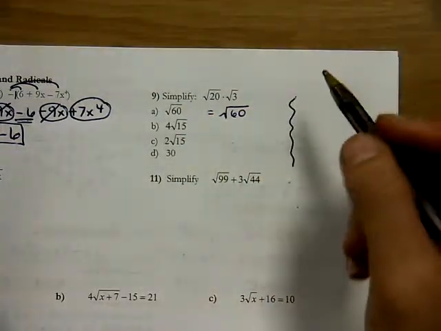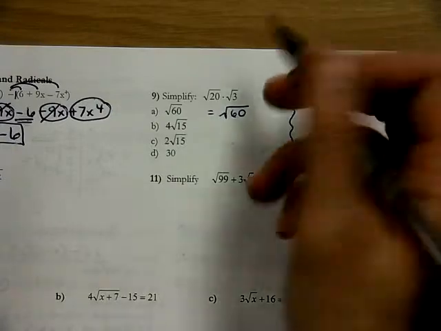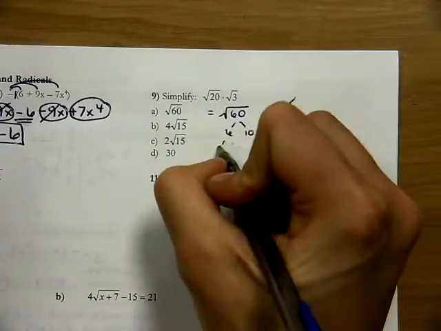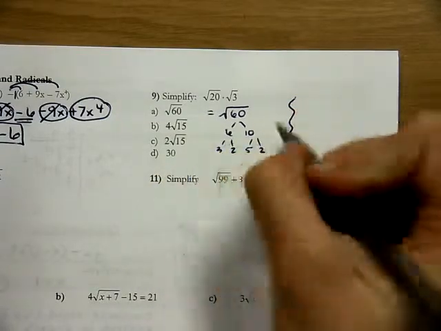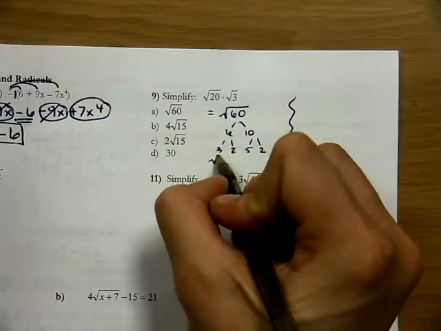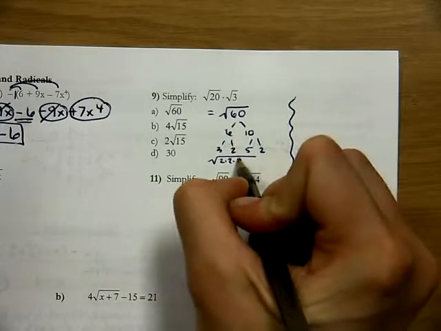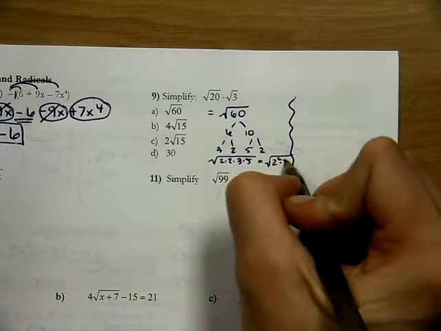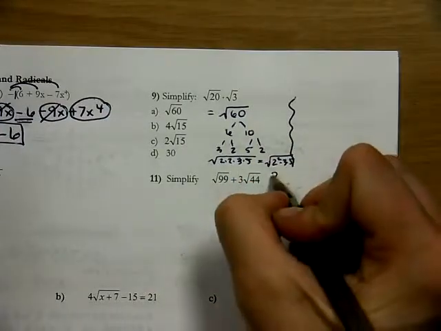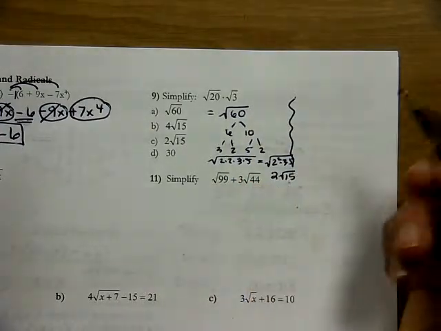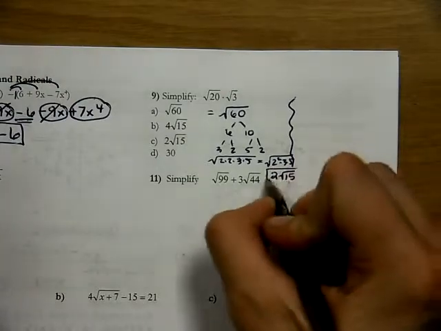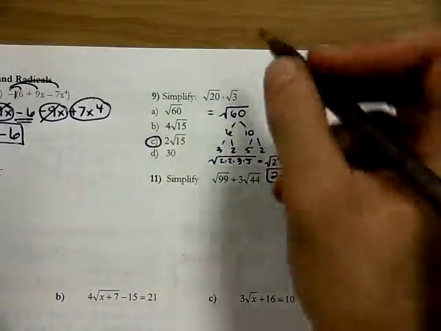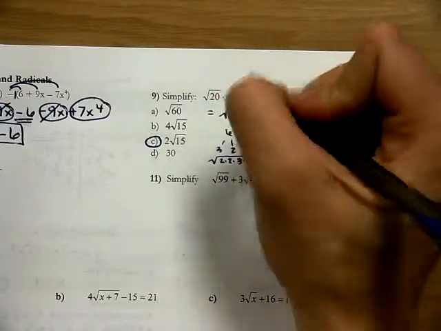And now I can simplify this either using the perfect square method or factor tree. So that would be 6 times 10, 3 times 2, 5 times 2. That means that's the square root of 2 times 2 times 3 times 5. Or the square root of 2 squared times 3 times 5. Or 2 root 15. So there's my answer.